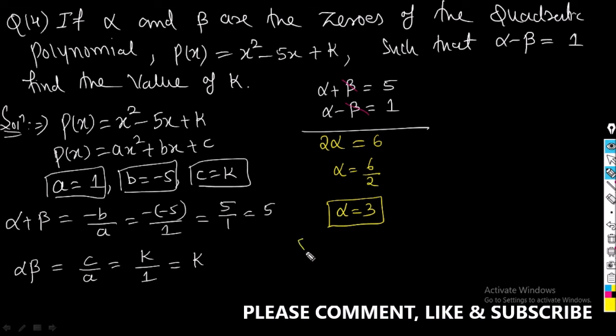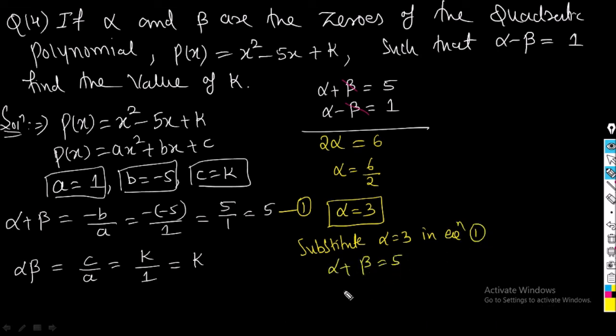So let us now substitute alpha is equal to 3. This is equation 1, I will write. In equation 1, alpha plus beta is equal to 5. Alpha is 3, plus beta is equal to 5. So beta is equal to, transposing 3, 5 minus 3. Therefore beta is equal to 2. So here we got beta as 2 and alpha as 3. Now for the second equation, let us consider the second equation. So from equation 2.